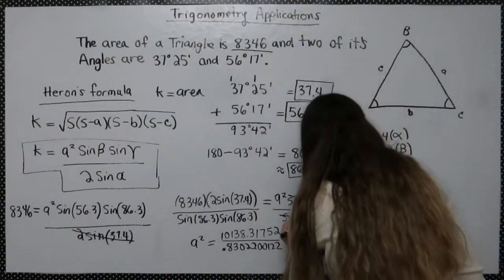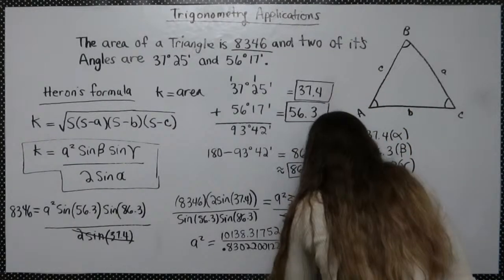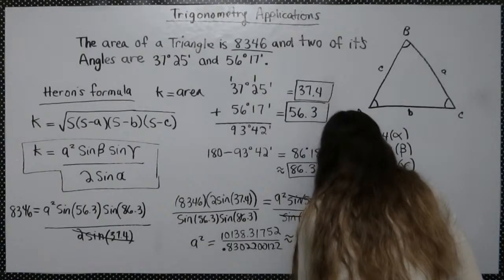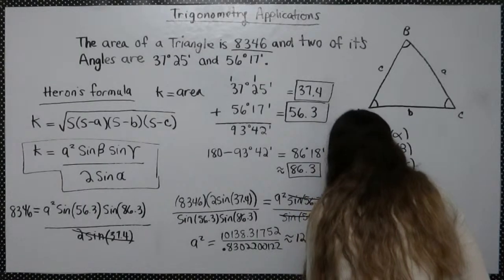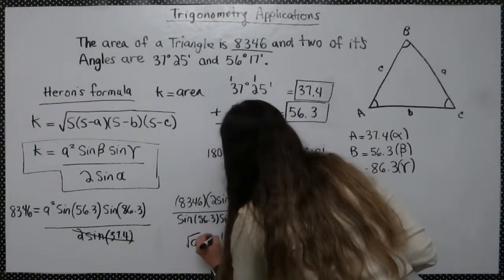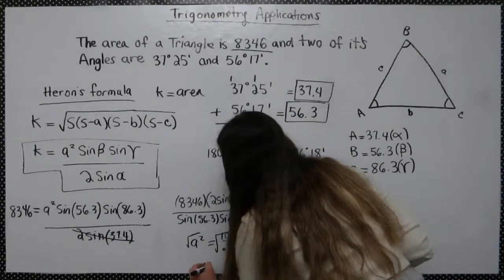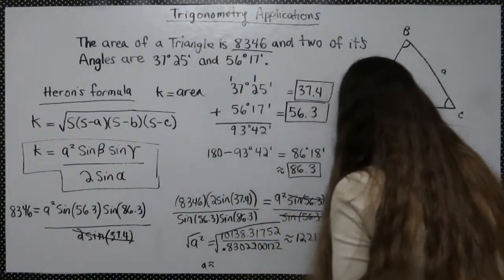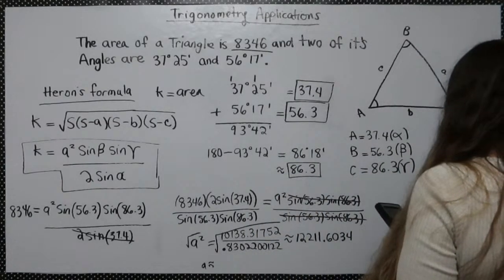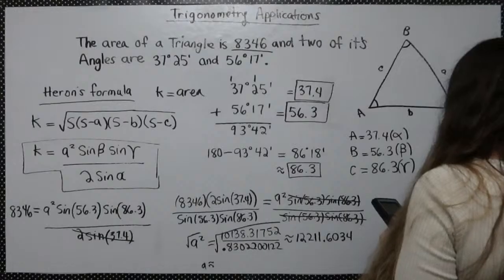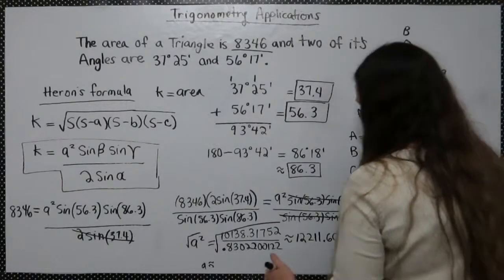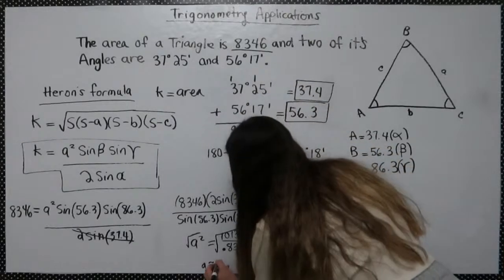So I'm getting 12,211.6034. And then to solve for A, you just take the square root of both sides. So you get A approximately, I'm getting A to be approximately 110.5.